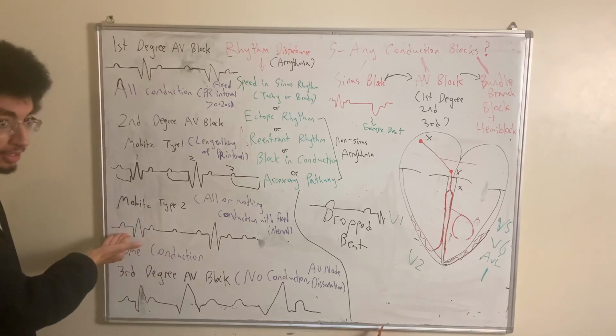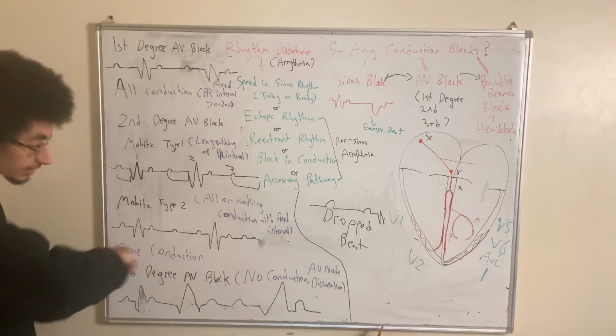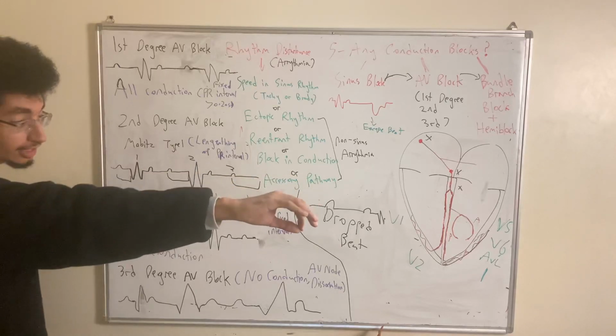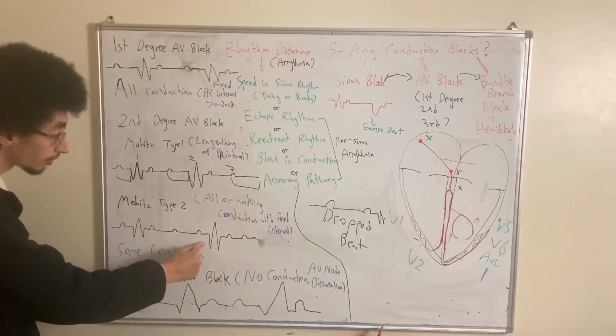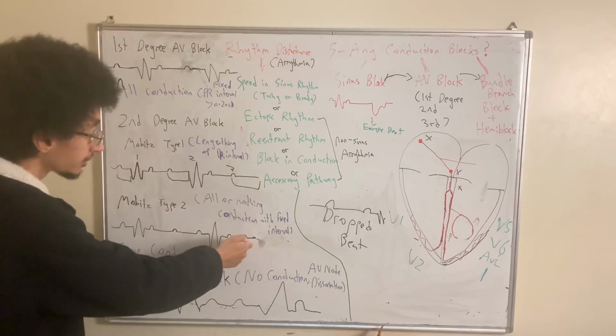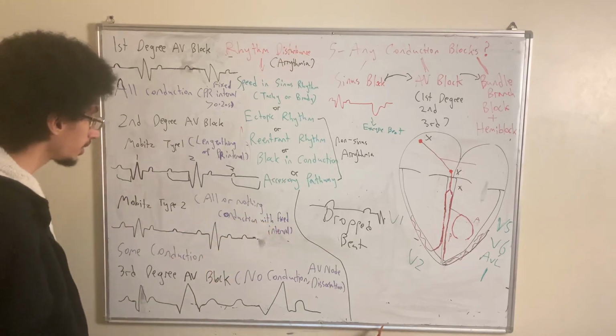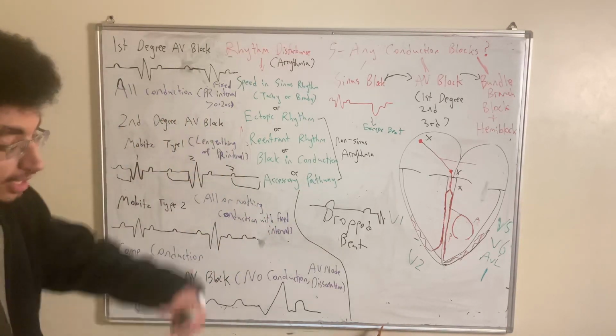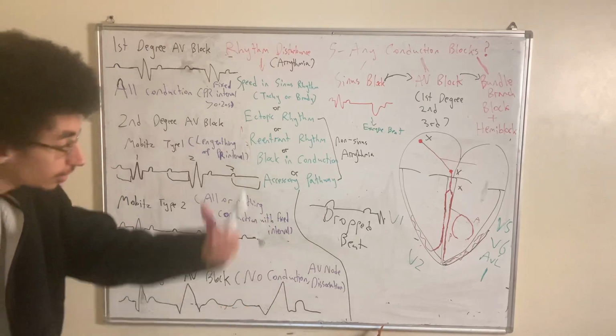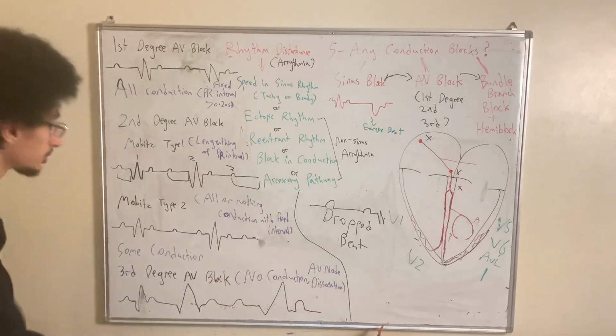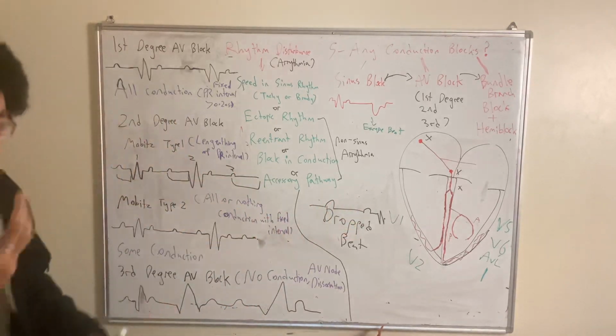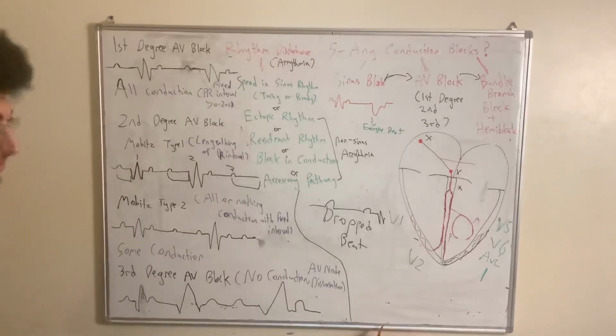But where's the PR interval? It's not prolonged. It's not lengthening itself. And then the next one is normal, and then the next one shows another drop beat. So what's going on here? I have a normal sinus beat, then suddenly a drop beat. Normal, dropped. Normal, dropped. Normal, just a P wave with no QRS.